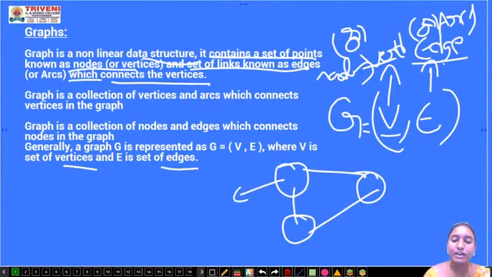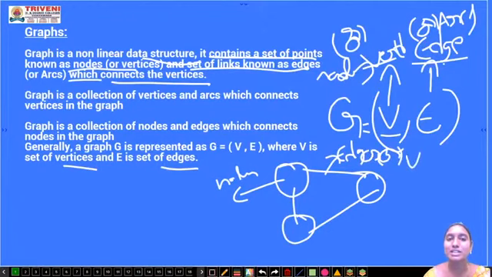Which connect the vertices. These nodes are vertices, and these are the edges or arcs. Edges are what connect the vertices, and there are different types of nodes here. Then we have to combine these nodes. So how can we add this? A graph contains a set of points, the vertices, and a set of links known as edges or arcs, which connect the vertices.